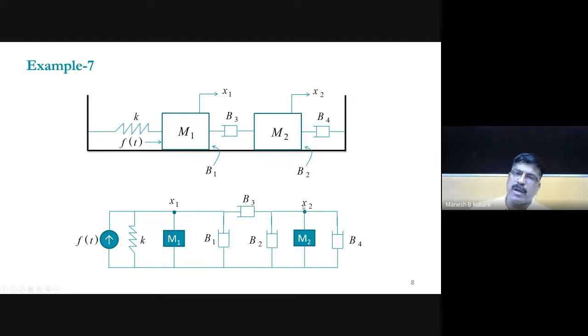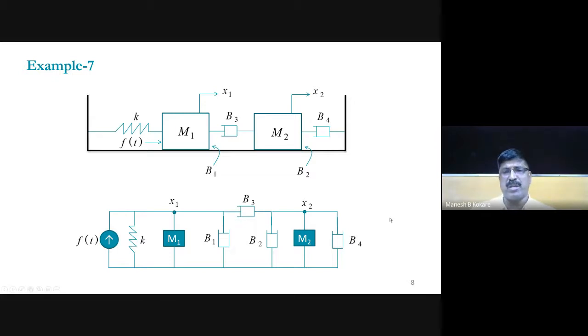There are two nodes, x1 and x2, right? And then these are the associated elements which are connected in this fashion. Now you can apply incoming force, meaning a force equilibrium equation at node x1. Also you can write the force equilibrium equation at node x2, and then once you write the force equilibrium equations, you can take the Laplace transform and find out the transfer function.